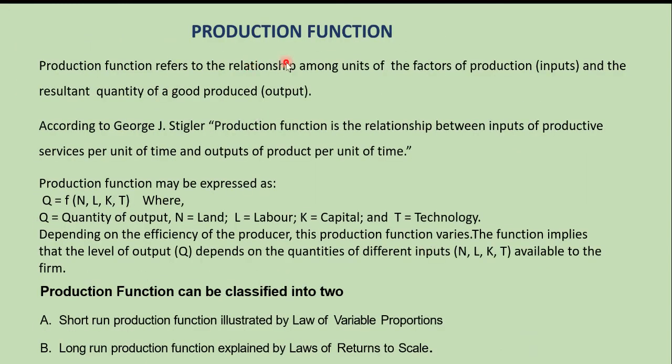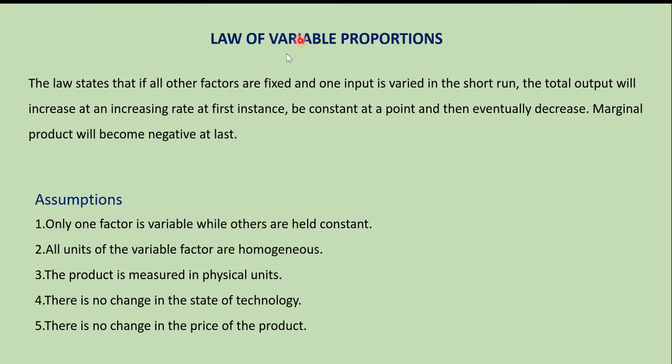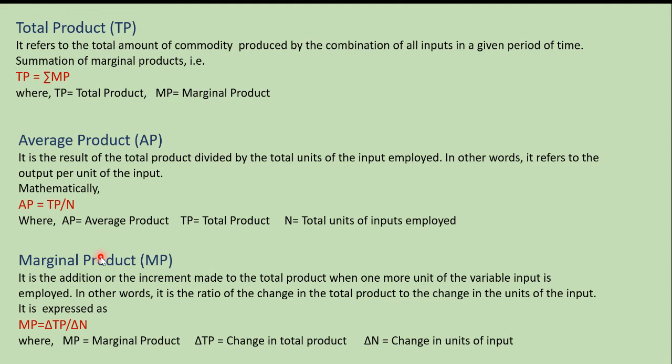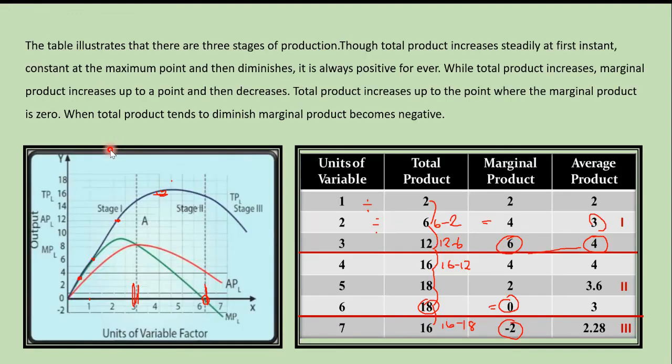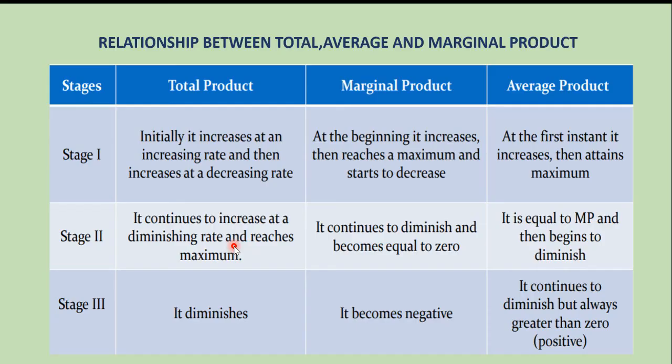We studied the production function, what is meant by production function, then the definition given by George J. Stigler, then the classification of production function, then we saw the law of variable proportion, then the assumptions, then total product, average product, marginal product. These can be asked as 2 mark questions. Then we saw the tabular column explanation, graph and graph explanation. Then we saw the relationship between total, average and marginal product.